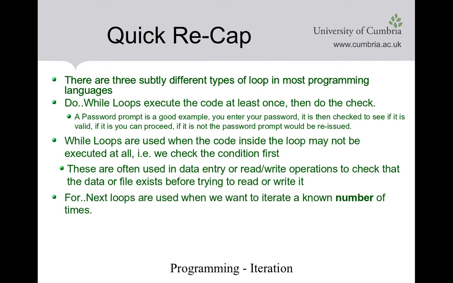And the final type of loop is the for next loop, and these are used when we want to iterate a known number of times, and they are a specialized type of while do loop, the difference being that all of the controlling parts of it are contained on one easy to read and easy to change line.